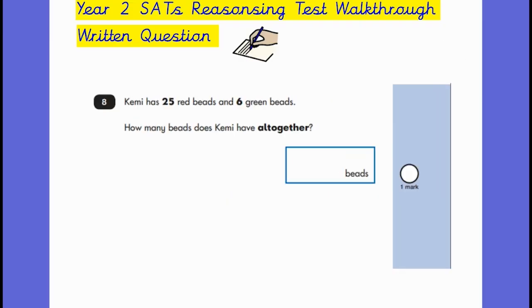Okay, so we have a written question now. Kemi has 25 red beads and 6 green beads. How many beads does Kemi have altogether? Now, for this question, this is a worded problem, but they need to work out what operation they are doing. Add, subtract, multiply, or divide.